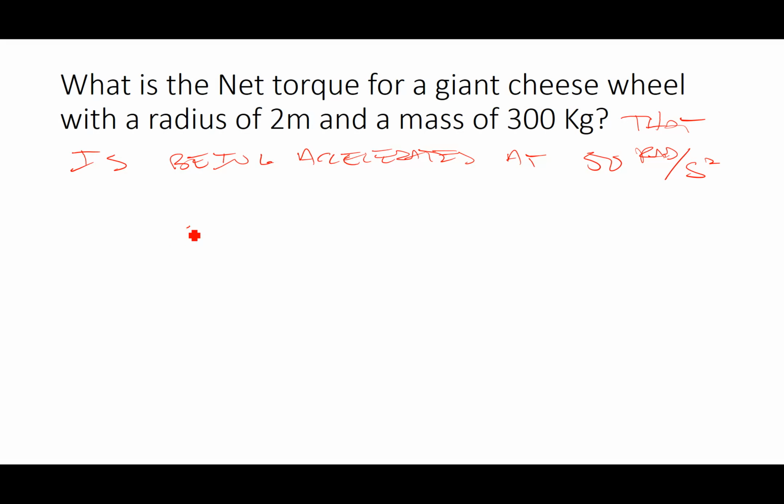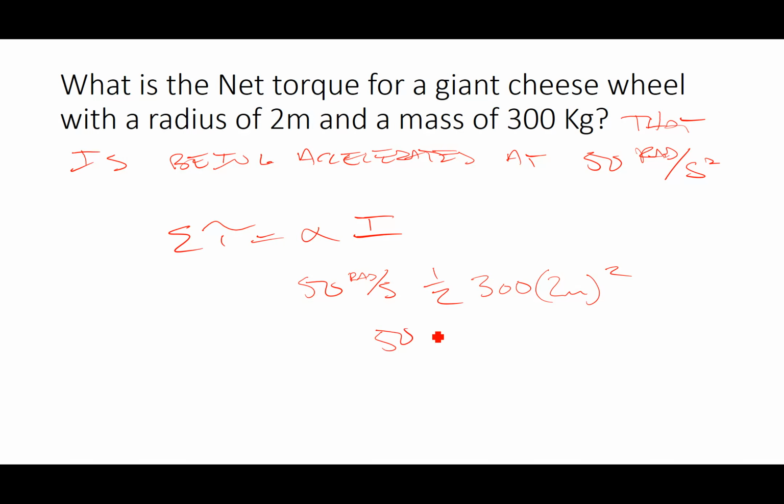All right, so sigma tau equals alpha I. Alpha is 50 radians per second squared. And then over here, my rotational inertia is equal to, so it's a giant cheese wheel, so it's going to be 1/2 m r squared. So 2 squared becomes 4. 4 times 300 is 1200. Half of that is 600.